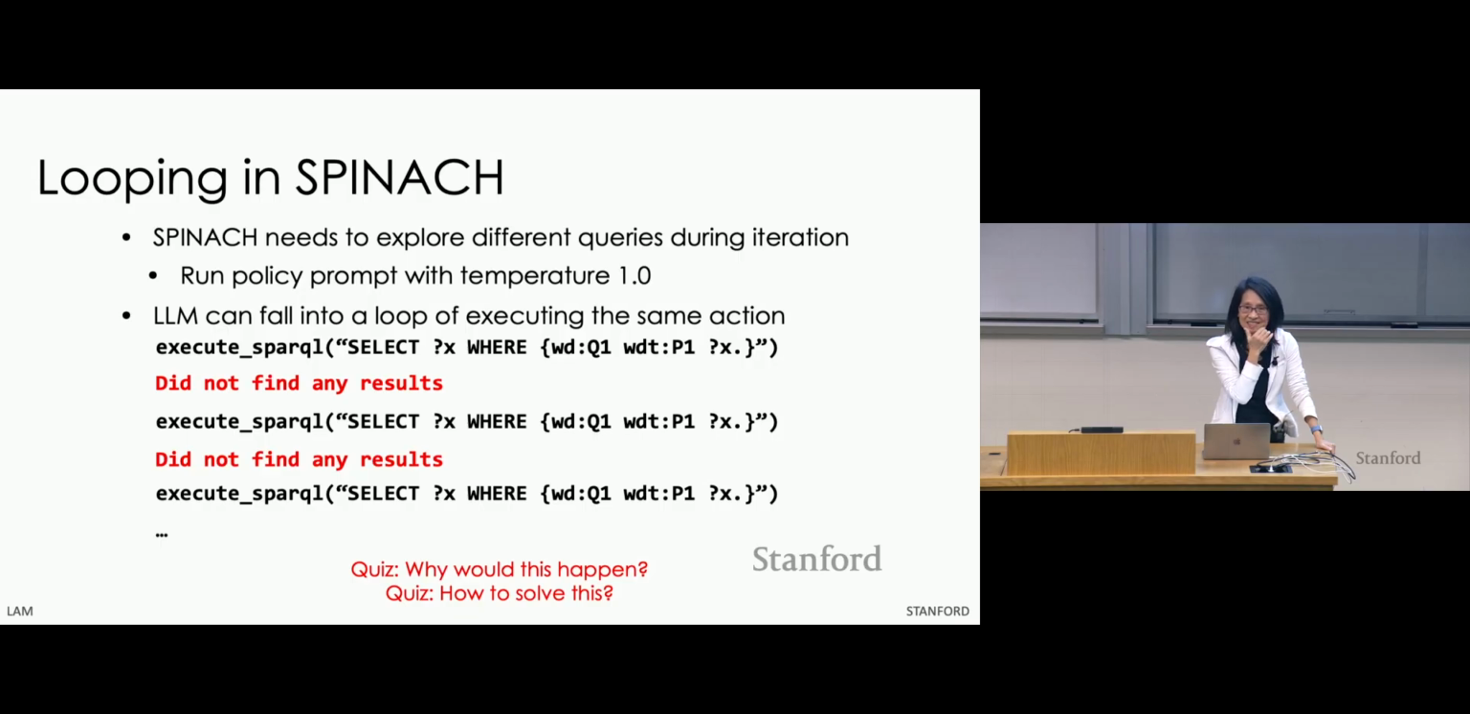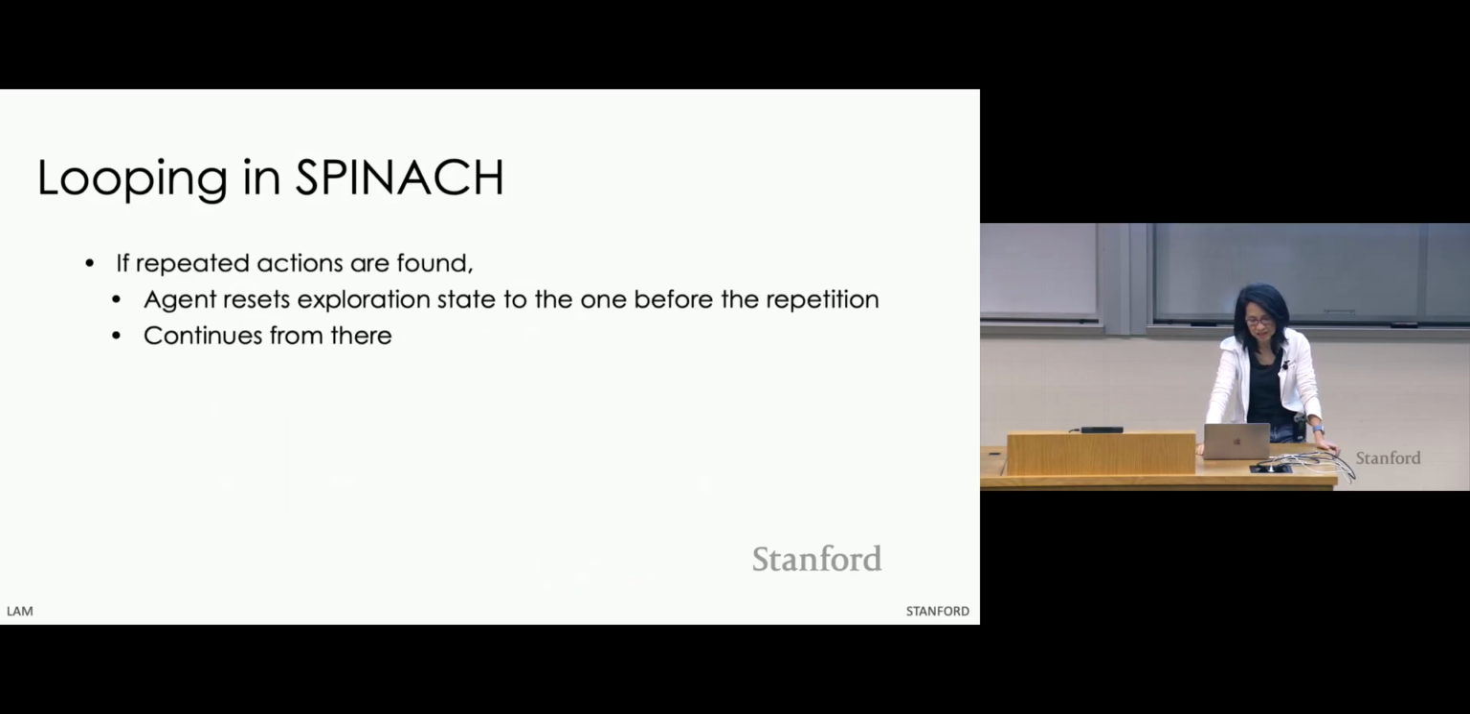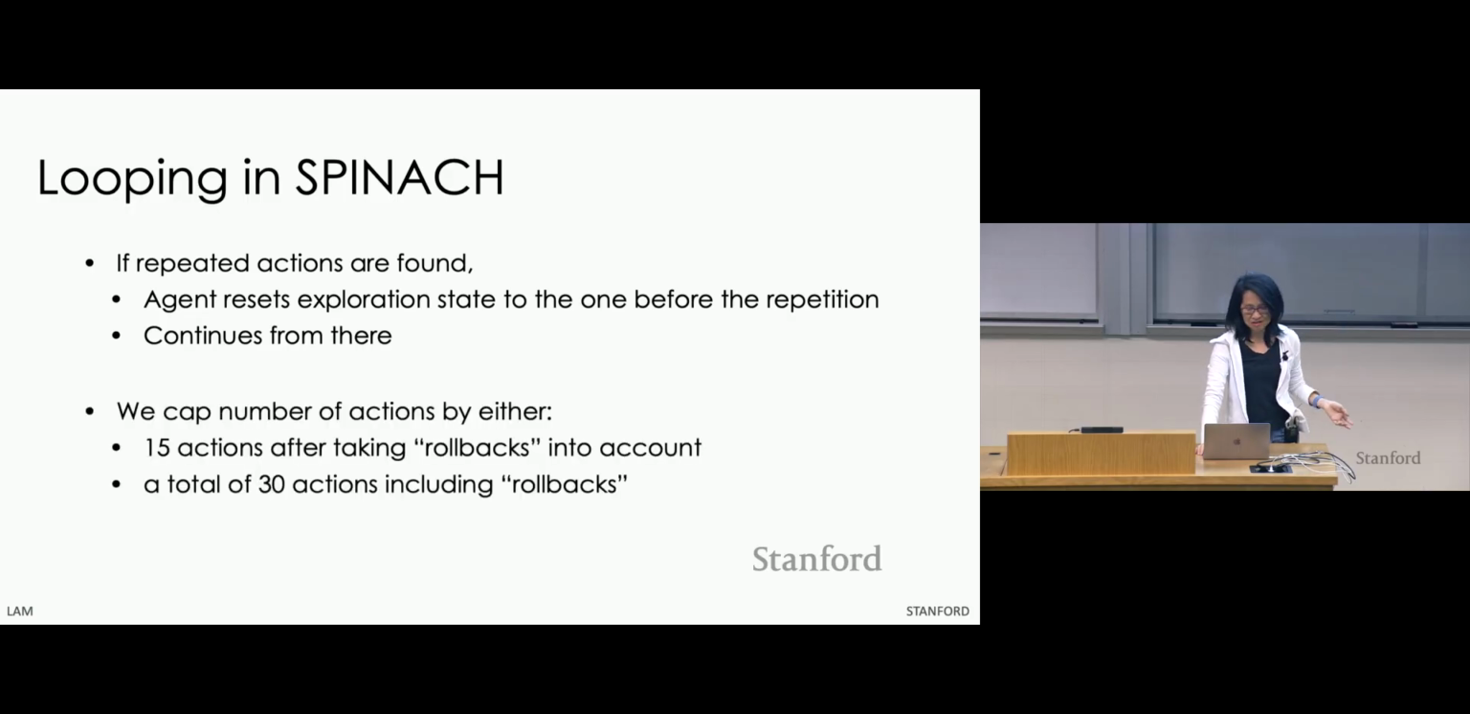Yes, Aaron. For every new SPARQL query, you could just check against a list of previous queries. You check if it has happened before. It is very easy to observe that you are repeating yourself so precisely. So if repeated actions are found, you just reset exploration to the state before the repetition and hope that it will go somewhere else. It can still go into an infinite loop, so we cap the number of actions. After taking rollbacks into account, meaning we throw away the rollbacks, we can do only 15 things. If you include the rollbacks, we do 30 things. We just want to cap it because sometimes we just cannot find the answer.